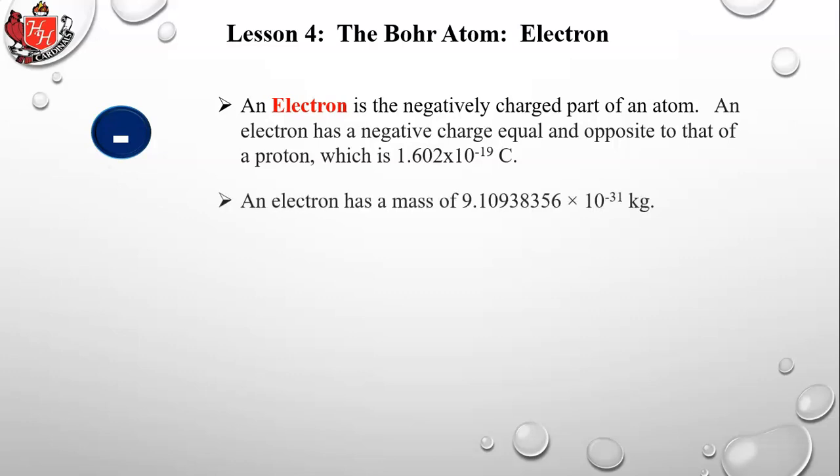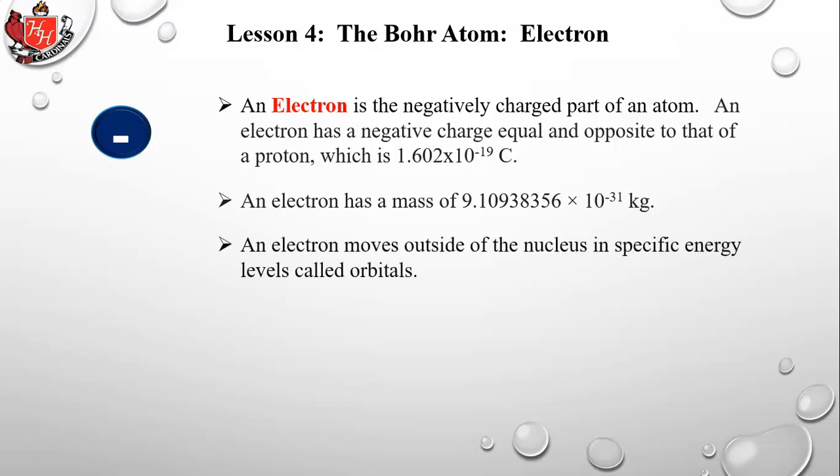An electron has a mass of about 10 to the minus 31 kilograms. You don't need to know that number. An electron moves outside the nucleus in specific energy levels called orbitals. We talked about that. Think of orbitals like steps on a ladder.